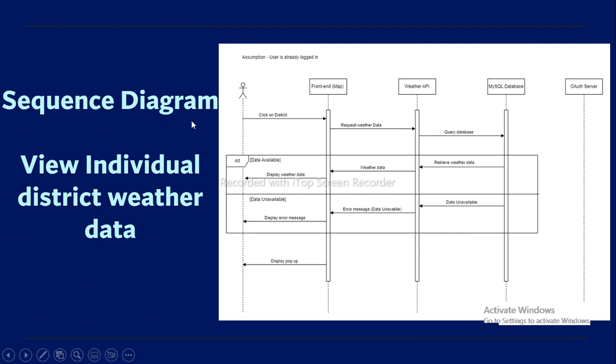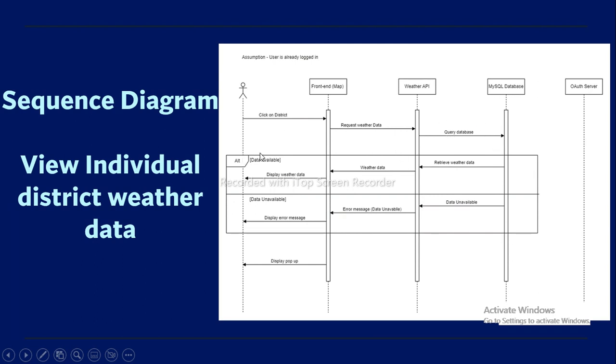So this is the sequence diagram for viewing individual district weather data, which means after the user clicks on a specific district. I have put an assumption that the user is already logged in. That means the previous sequence diagram is successfully completed and this is the other one. Once the user clicks on a district, the map will pass the request to the weather API. The user has clicked on this and I'm requesting the weather data. Then the weather API will pass the request to the MySQL database, asking for the data, a database query.